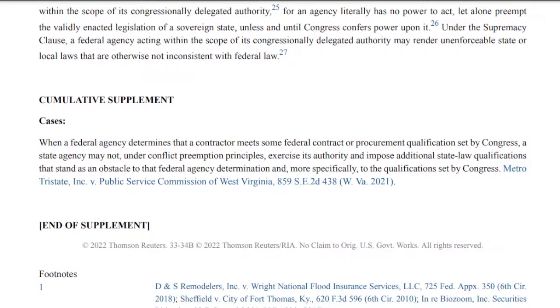Okay, so here's the great part, the cumulative supplement in cases. So here's a good one. When a federal agency determines that a contractor meets some federal contractor procurement qualification set by Congress, a state agency may not, under conflict preemption principles, exercise its authority and impose additional state law qualifications that stand as an obstacle to that federal agency determination, and more specifically, to the qualifications set by Congress. Nice. So that's Metro Tri-State Incorporated versus Public Service Commission of West Virginia, 2021.